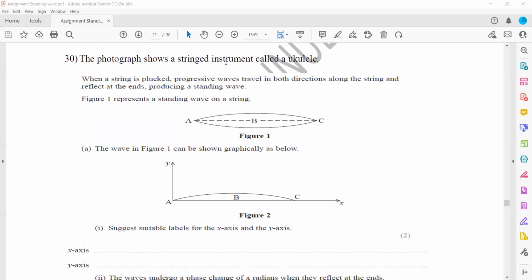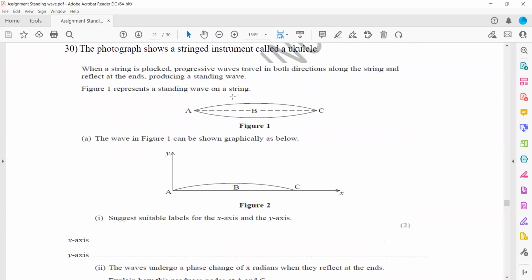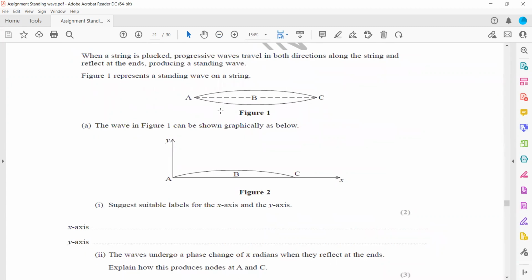Question 13: the photograph shows a string instrument. When a string is plucked, progressive waves travel in both directions along the string, are reflected at the end, and produce a standing wave. Figure 1.1 represents the standing wave on a string. It can be shown graphically. This is a graphical representation.